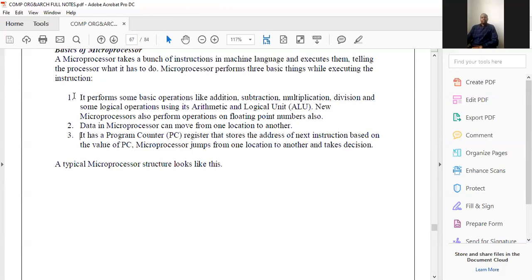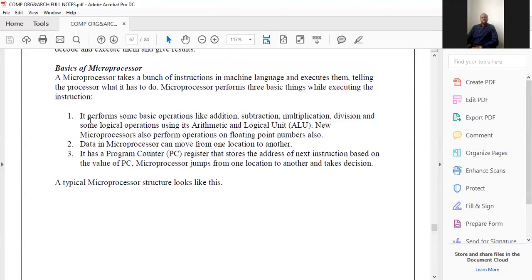So the microprocessor basically does these three functions. Number one, to perform arithmetic and logic operations. Number two, to transfer data and instructions from the microprocessor to other parts of the system, like other storage devices and output devices.